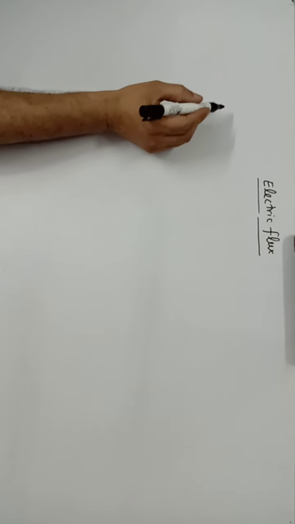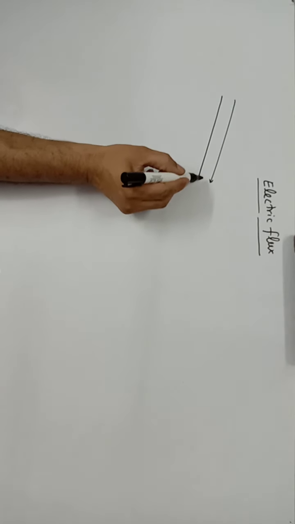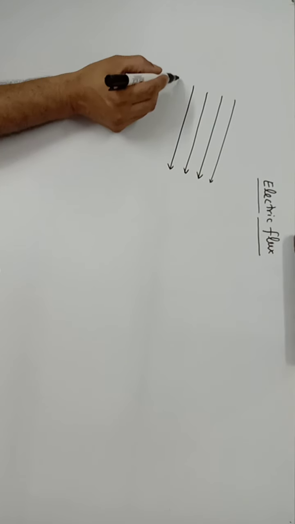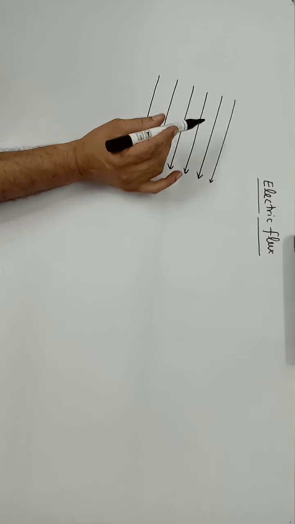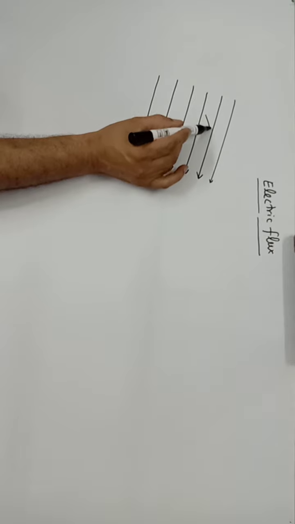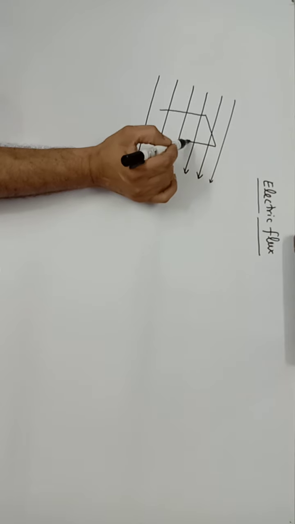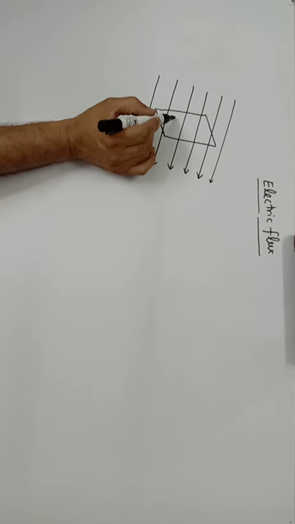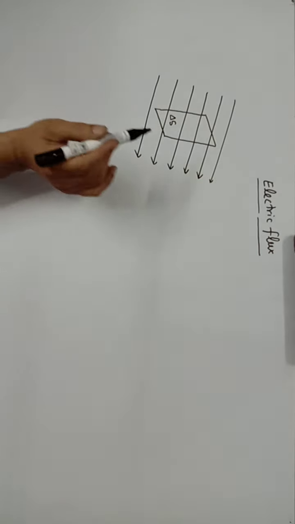Suppose these are the field lines. This is the area element, delta S. How many lines are passing through this? It is the meaning of the electric flux.